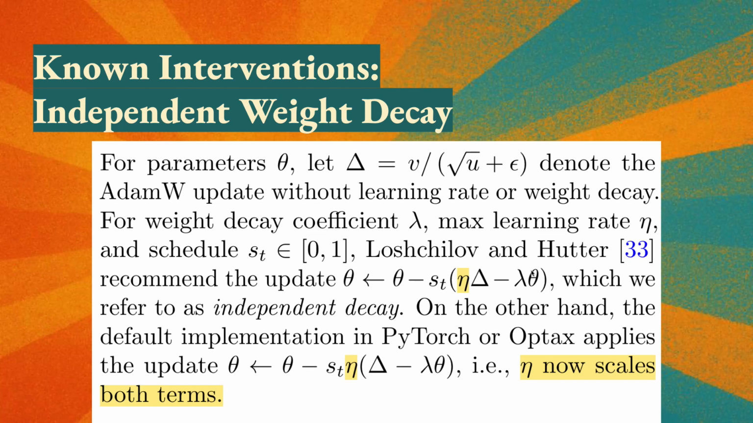It's not multiplying the weight decay value, so it's decoupled. And so this is referred to as independent decay. On the other hand, the default implementation in PyTorch is where eta, the learning rate, is now scaling both terms. So eta is pulled outside of the parentheses, and now we have the unscaled update minus the weight decay, and all of that is being multiplied by the learning rate.